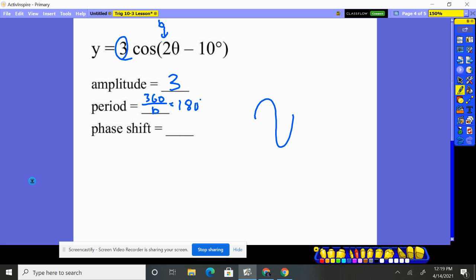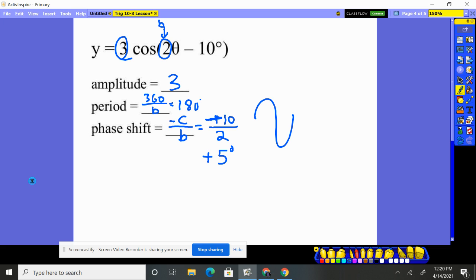Now, the phase shift. I told you that because of this 2, it's not going to be exactly 10. Do know it says minus 10, so we subtracted 10, but that means it's going to move forward. Our phase shift is always calculated by the opposite of whatever that C is, because again it goes the opposite way, divided by your B value. So in this case, quite simple, the opposite of negative 10 divided by our B value of 2. The opposite of negative 10 is positive 10, so this is going to shift forward 5 degrees. So the phase shift is forward 5 degrees. Plus 5 is how we would write that.